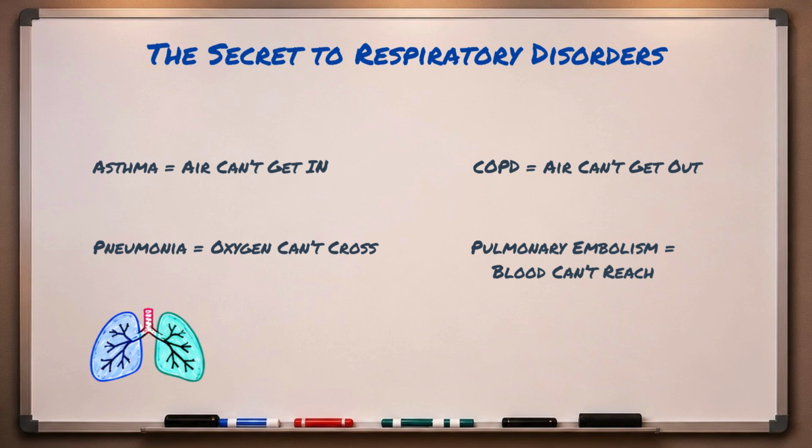When we see asthma, I want us to think of airway. If we see COPD, that means that air can't get out. Pneumonia tells us that oxygen can't cross over. And a patient with a pulmonary embolism, think blood can't reach. That's it. Those are the 4 patterns we're going to build this entire lesson around. Instead of memorizing diseases, focus on the underlying problem. Understand the problem, and the symptoms become much easier to recognize.